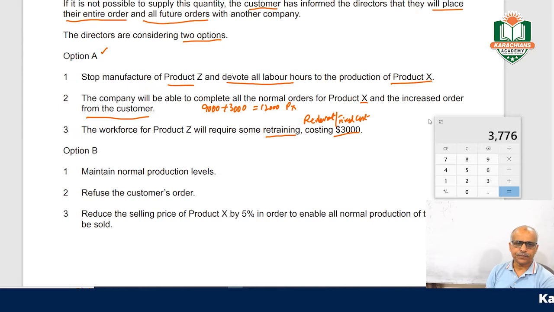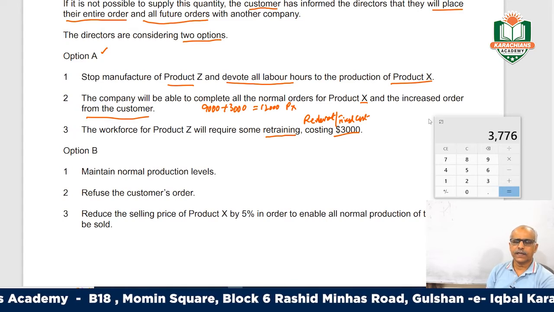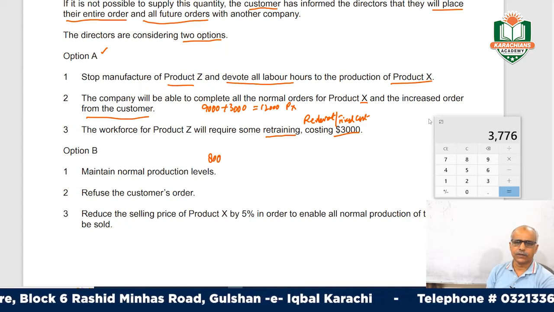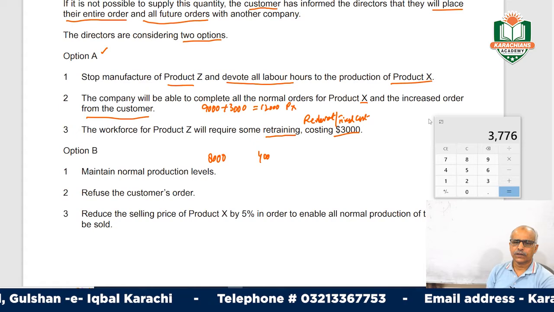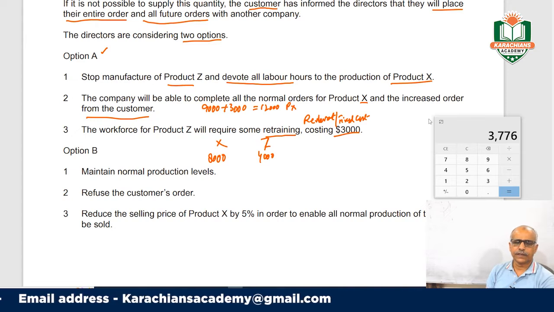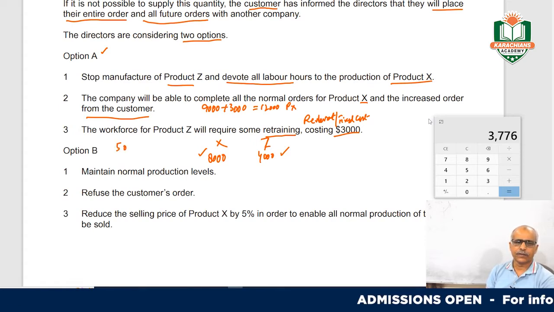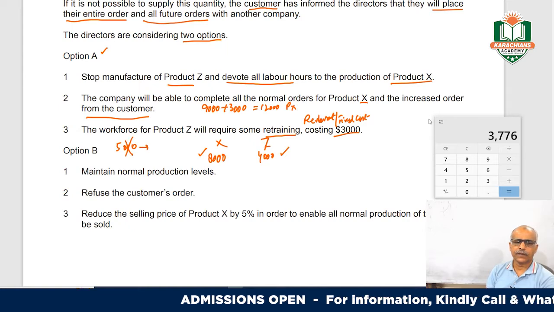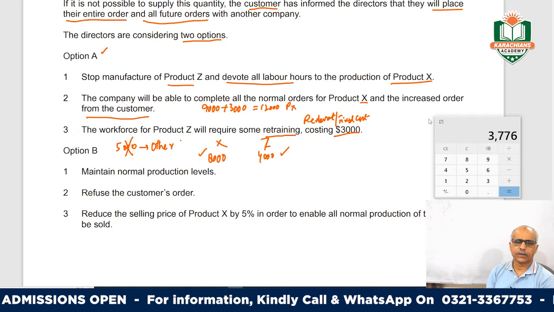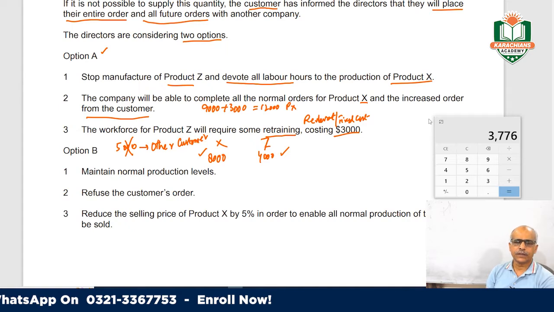Option number two, option B, maintain normal production level. They are saying you produce 8,000 and 4,000, product X and Z, as is, and refuse the customer's order. If you refuse the customer order, 5,000 will be cancelled, and this 5,000 you will have to sell to other customers. So it means you have to tap new customers.